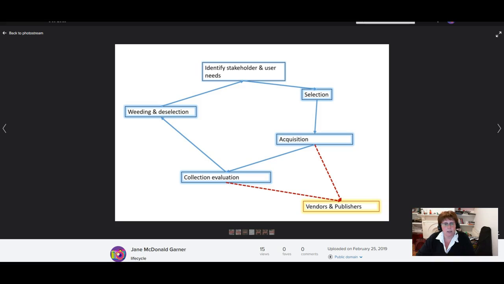So this week we are stepping slightly outside the collection management life cycle. As you can see here, this is the week for vendors and publishers.